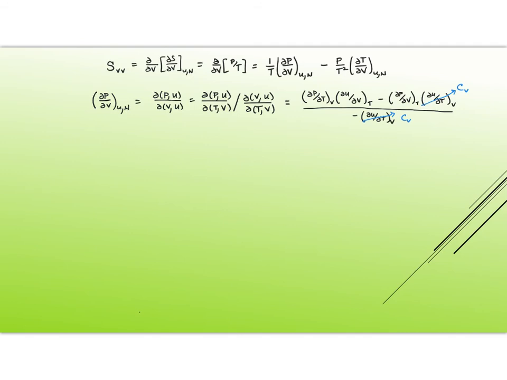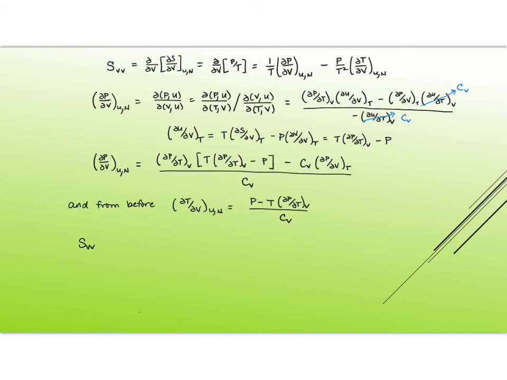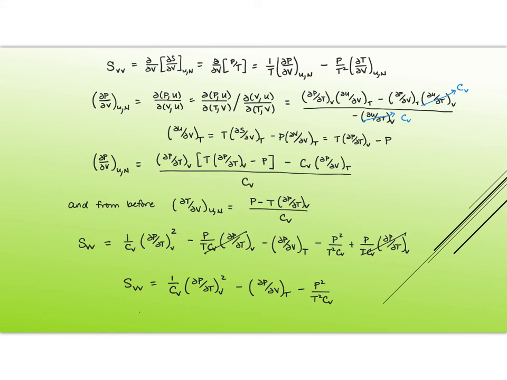But the dU/dV at constant T, I need to again use my fundamental relation. And so dU/dV at constant T, as we've seen before, is T dP/dT at constant V minus P. Let's substitute these in. So substituting in, we end up with this expression here, and we also have an expression from the previous page for dT/dV at constant U and N, and I can substitute these in to get for S_VV this expression here. Some terms cancel out, and the simplified form is shown in the last line. You may need to pause this to look at it and see if you agree.